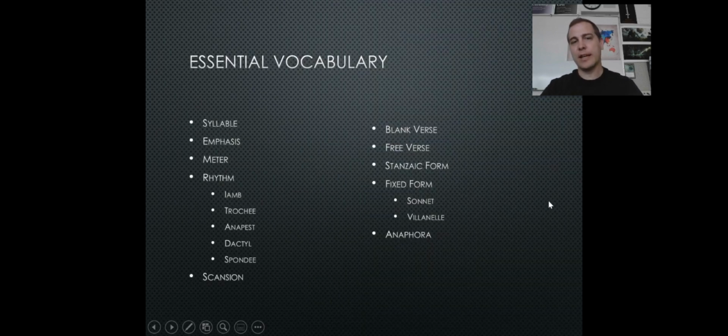And so let's take a look at the essential vocabulary and ask ourselves, okay, what do I remember and what don't I remember, right? Hopefully you remember what a syllable is. You have a vague idea of the concept of emphasis on the lines. Meter, which is how many beats per line. Rhythm is where those stressed beats are in the meter. Scansion, which is the way you go through a poem and try to find the rhythm and meter. There's the different rhythms such as iambs, trochees, anapests, dactyls, and spondees.